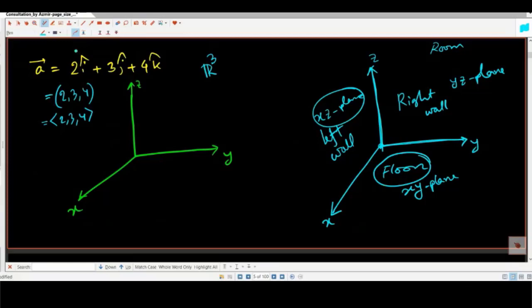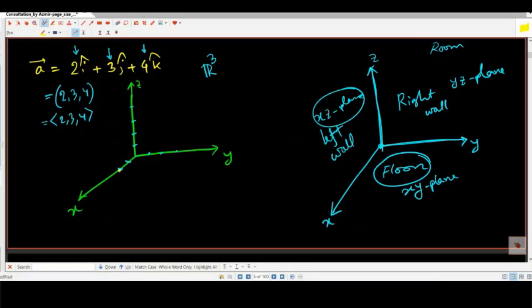In the x direction we have to go 2 distance, so 1, 2. In the y direction we have to go 3 distance, 1, 2, 3. In the z direction we have to go 4 distance, 1, 2, 3, 4. So now we can easily locate the position of this vector.